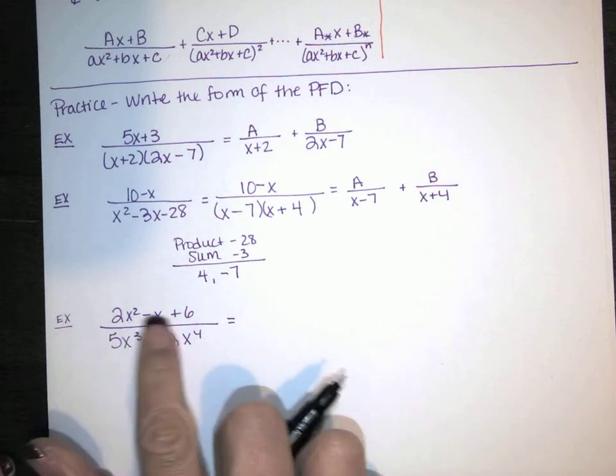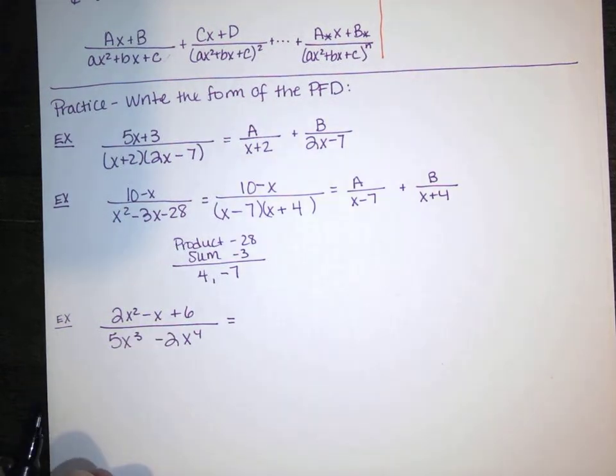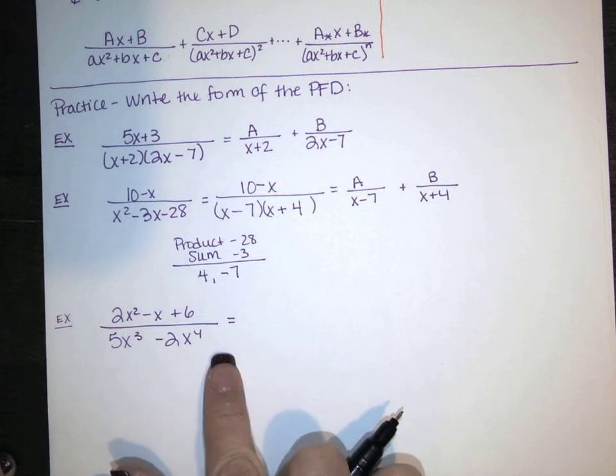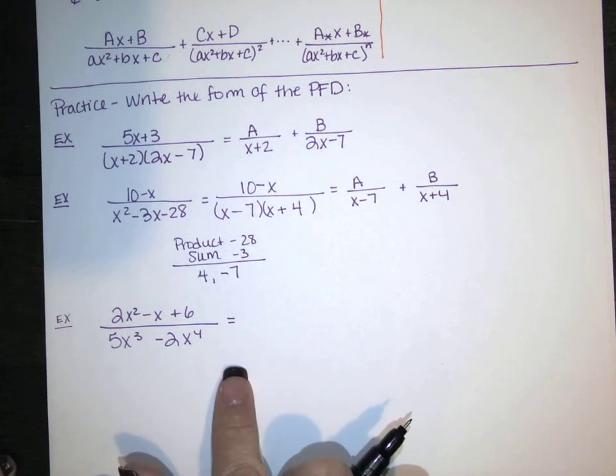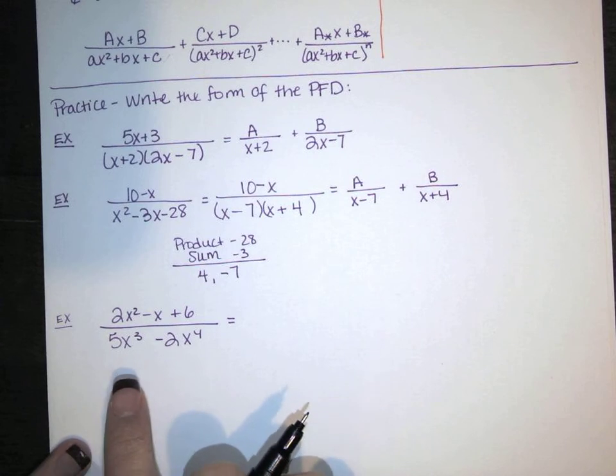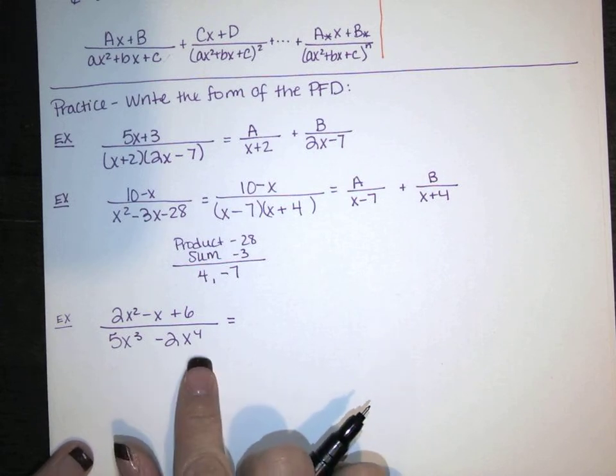Okay, I've got degree 2 up here, degree 3 down here, so it's a good candidate for partial fractions. I need to factor my denominator as much as possible. Now a lot of students look at this and they freeze. They say, oh, it's only a binomial. Like, what am I supposed to do? Does it really factor? It does really factor. You have to factor out the greatest common factor first.